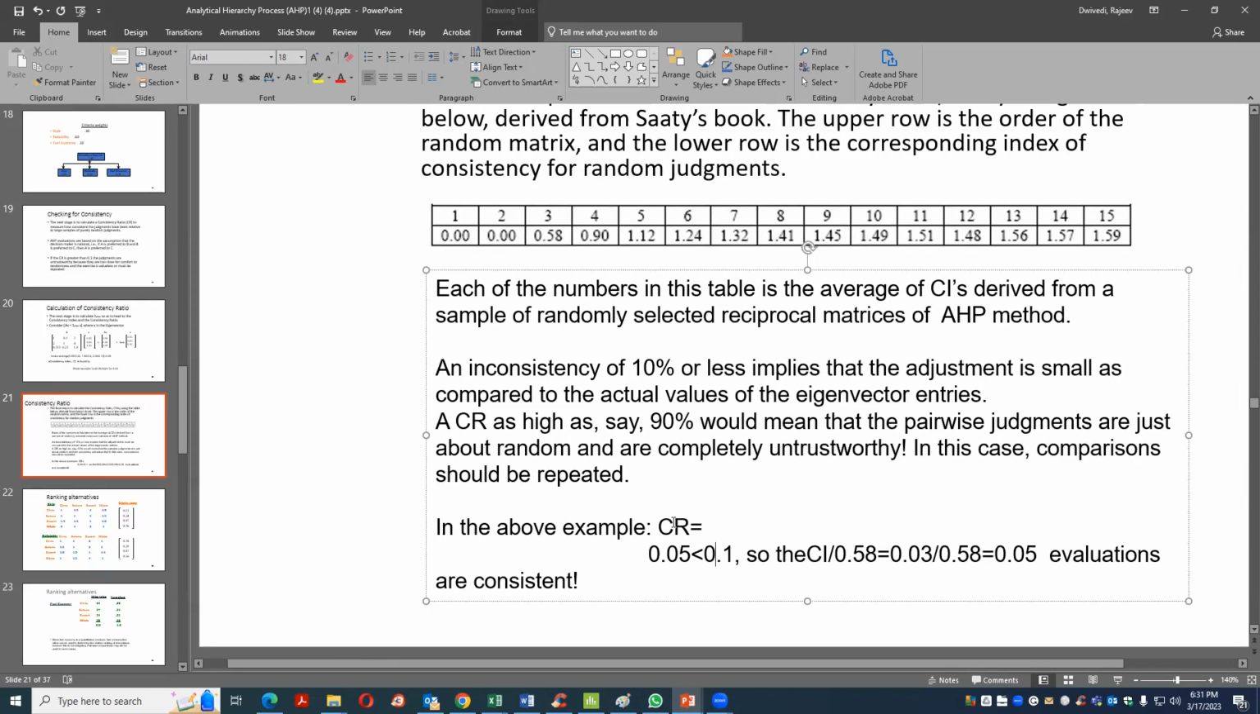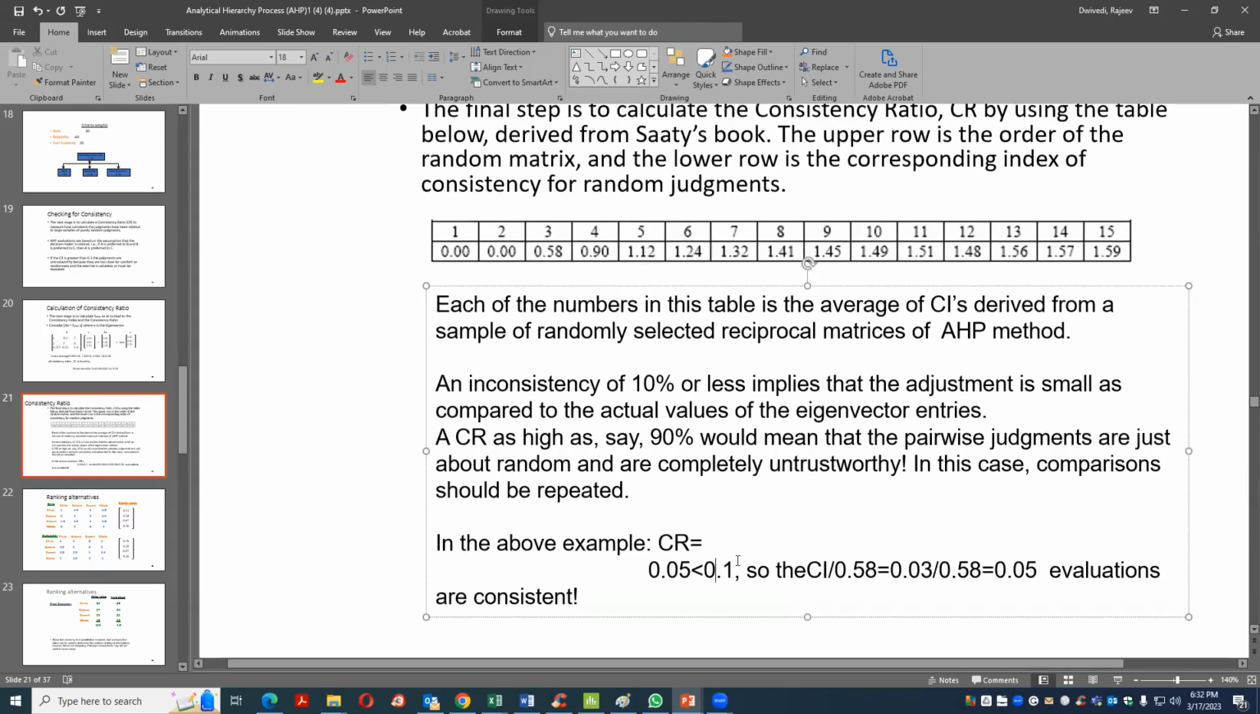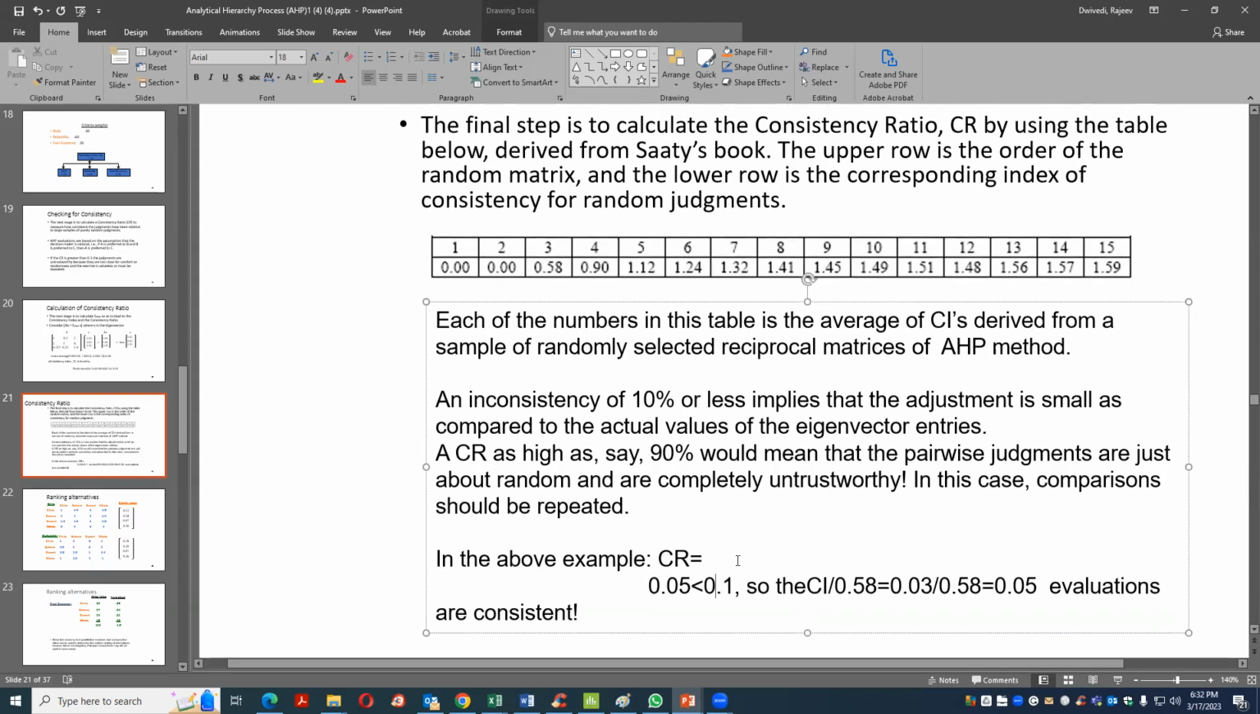So this is the formula: CR equal to 0.03 divided by 0.58, from where we get that this is perfectly all right. So the criteria that we have selected and the weightage we calculated are perfectly all right. Now the question comes, which car do we need to buy? So first we have done it only for the criteria.